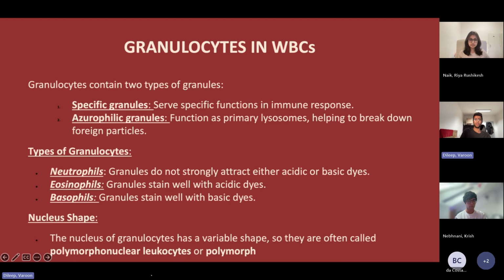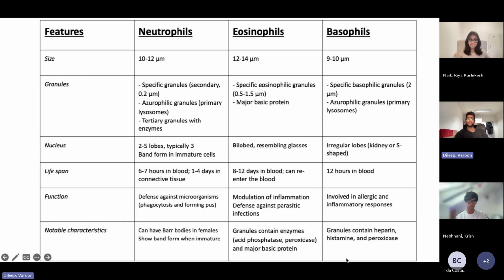When we talk about the shape of the nucleus of the granulocytes, it's a variable shape. That's why we call them polymorphonuclear leukocytes or polymorphs. Polymorphs means that there's just a variation in the shape of the nucleus. And then this table is just the summary of the differences between neutrophils, eosinophils, and basophils.